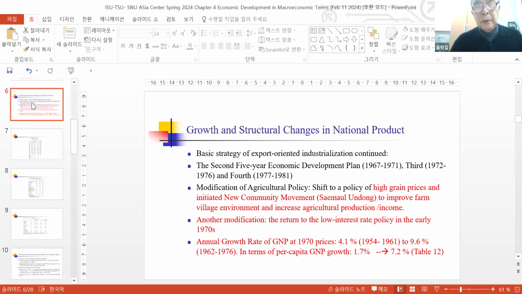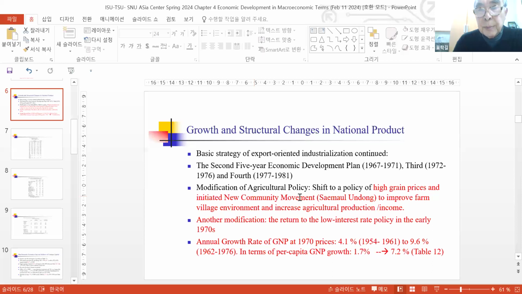So, growth and structural changes in national product: the basic strategy of export-oriented industrialization continued through the second five-year economic development plan, third plan, and fourth plan. As you can see, President Park died in 1979, before the ending of the fourth five-year development plan. He could not see the end of it because he was assassinated in 1979. Okay.